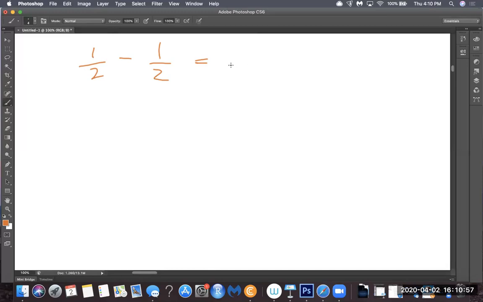So I'm going to put the 2 back there, and I'm going to write 1 minus 1. Now, what's 1 minus 1 equal to? 0. Okay, so 0 over 2. Now, this is a tricky question. What's 0 divided by 2? 0. That's correct, okay?